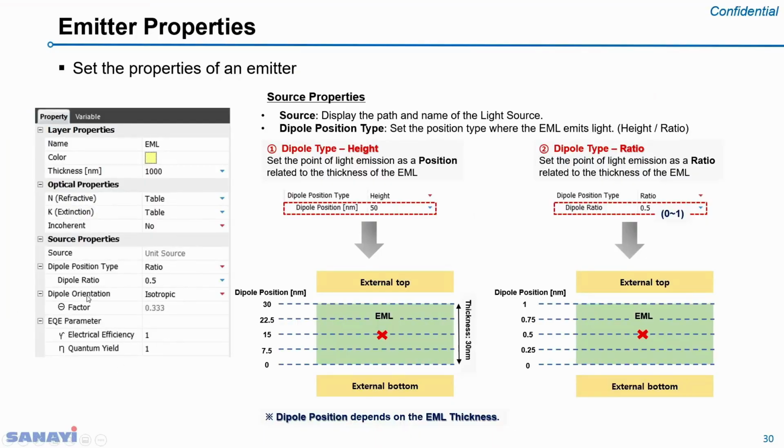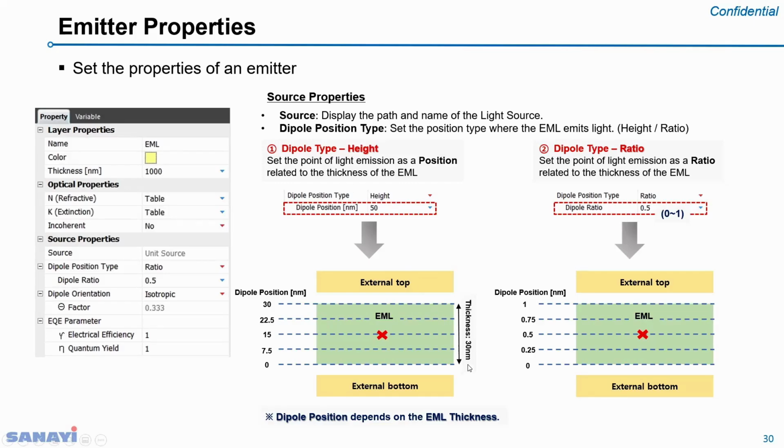Please look at this part. In the source, light source information such as path or name will be displayed. And choose the dipole position type, height, or ratio. When selecting height, set the point of light emission as a position.